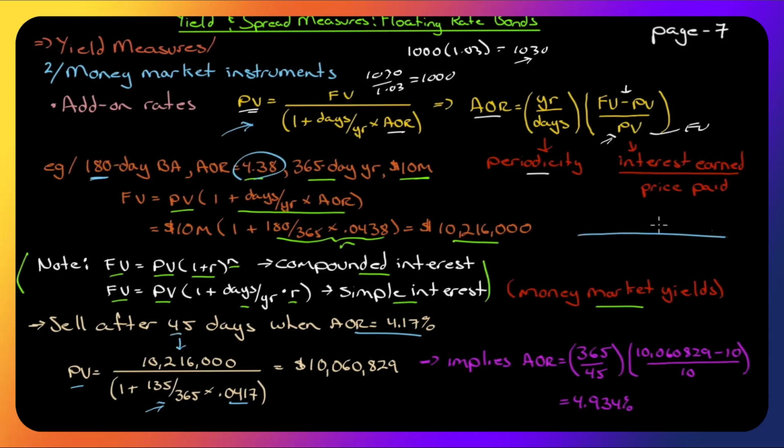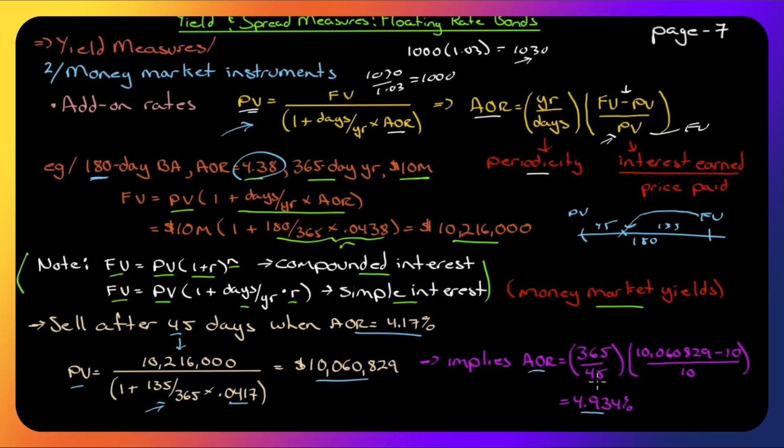So if we think about it this way, there's 180 days. So this is the future value over here. This is the present value over here. If we want to price it out 45 days in, we got to bring that future value back 135 days because that's 45 days, right? So 135 of the 365 times whatever the rate is, we get 10,060,829. This implies an add-on rate of 4.934%.